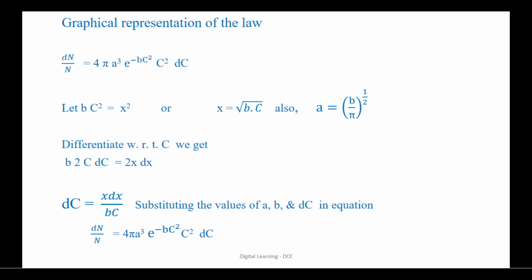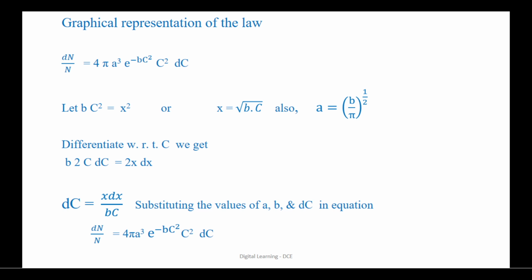So in this equation, we put bc square is equal to x square. Then x is equal to root of b into c. On differentiating this equation with respect to c, we get 2bc into dc is equal to 2x into dx. By cancelling the 2 on either side of this equation, we get dc is equal to x into dx by bc.